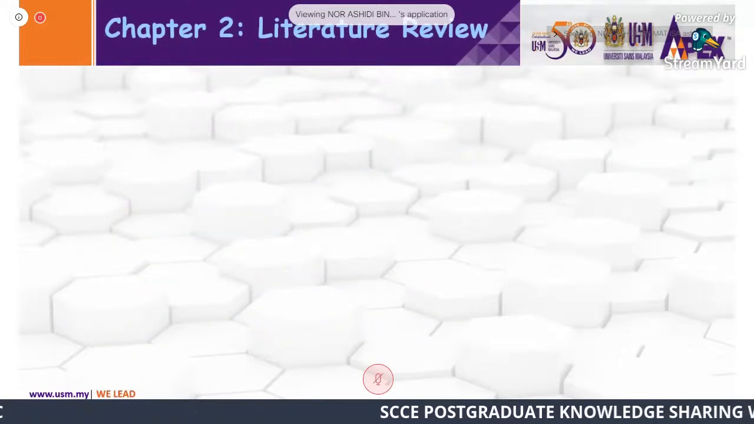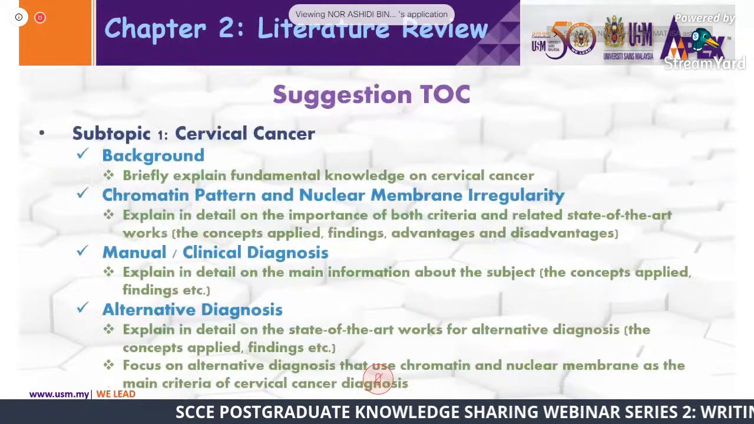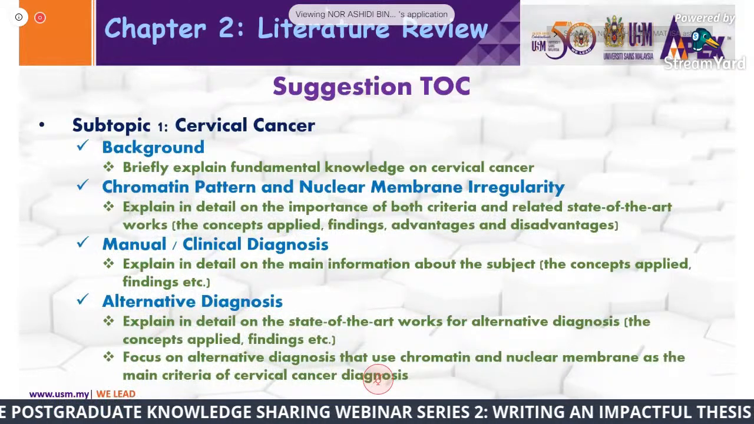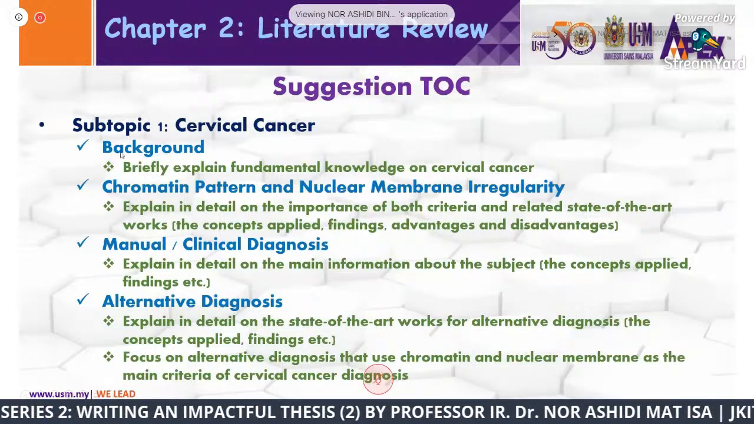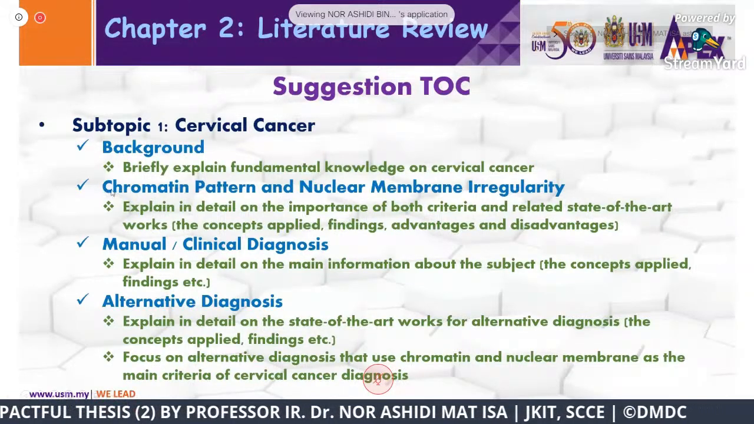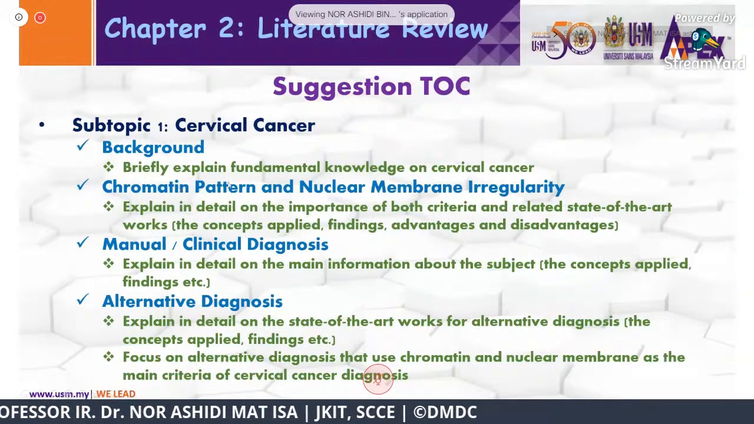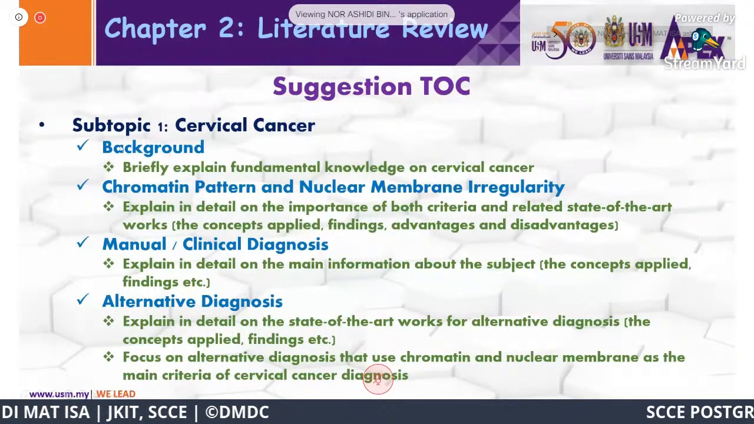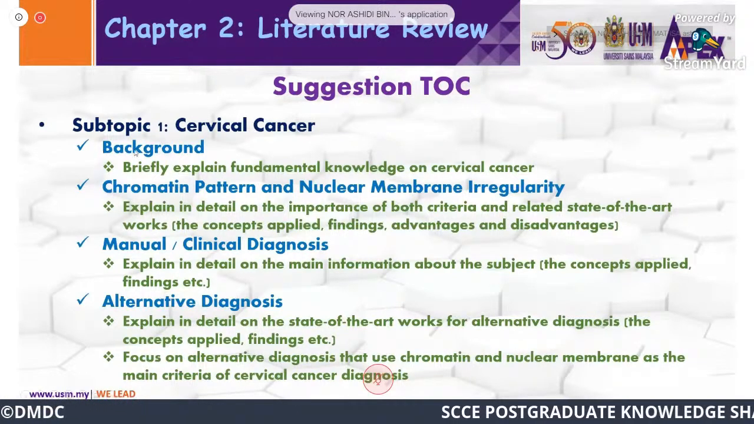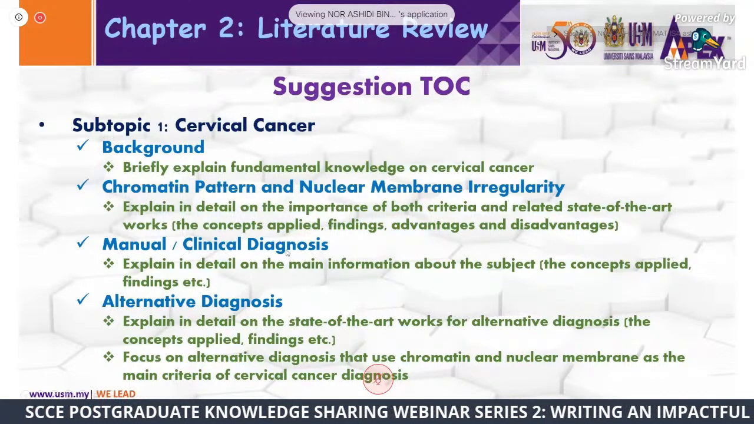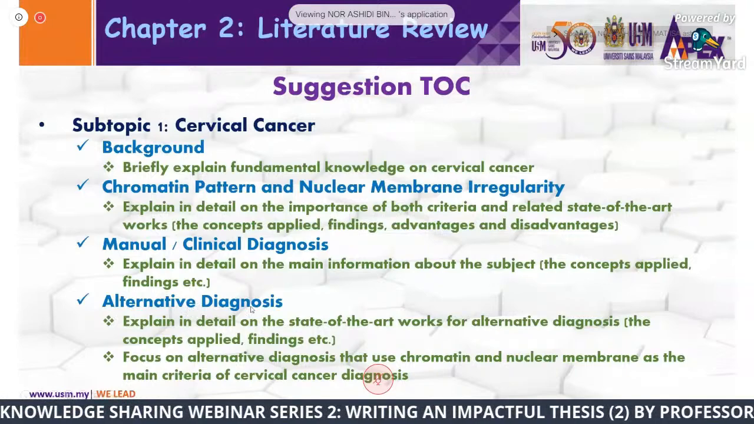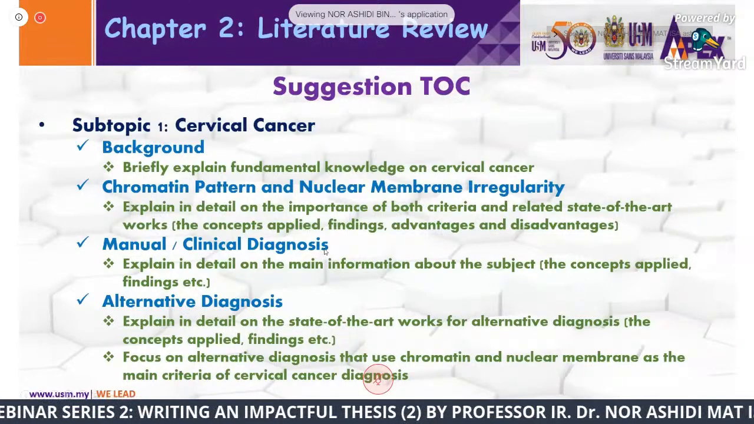So the suggested TOC now will be, previously you only focused on the light blue. Okay, the background of cervical cancer, chromatic pattern. This is where you identify the subtopics. Your subtopic breakdown: subtopic of your chromatic pattern, subtopic of manual clinical diagnosis, subtopic of alternative diagnosis. The blue one is actually your identification.